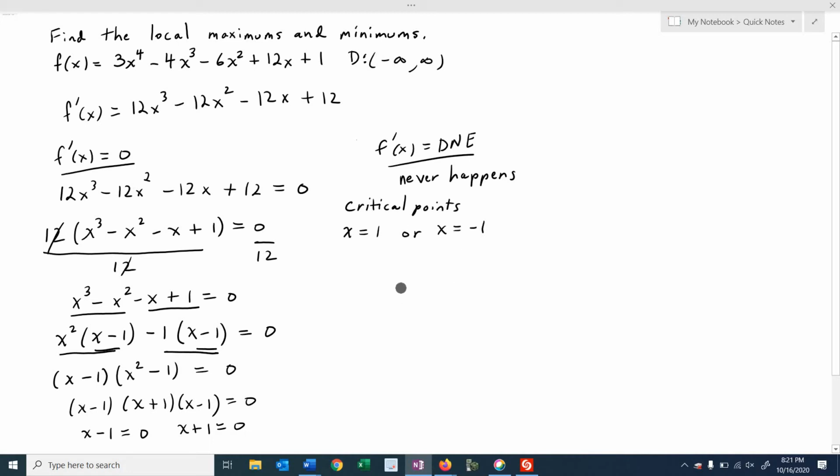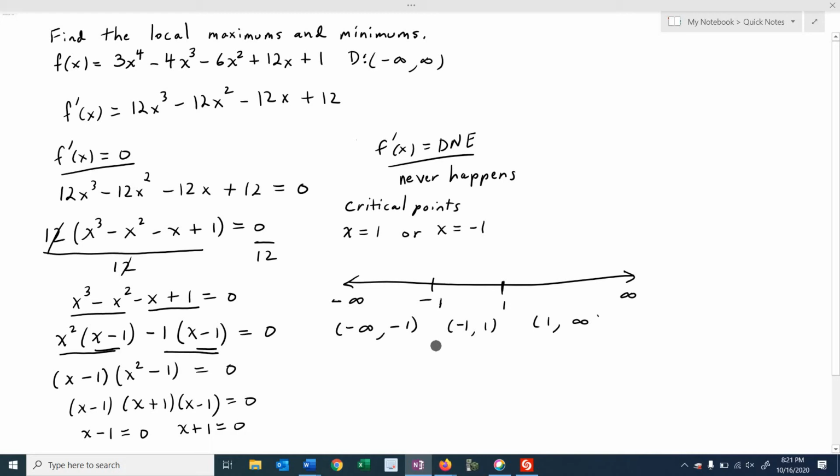Okay, so now what we're going to do is take the number line and break it up at these critical points, so at negative 1 and 1. Then we're going to pick off the intervals that are created here. One interval is from negative infinity to negative 1. Then we have one from negative 1 to 1. And we also have one from 1 to infinity.